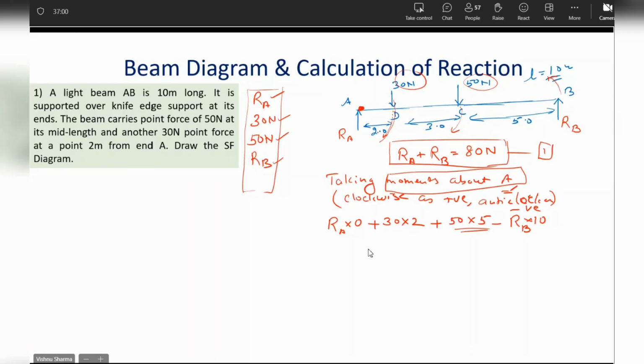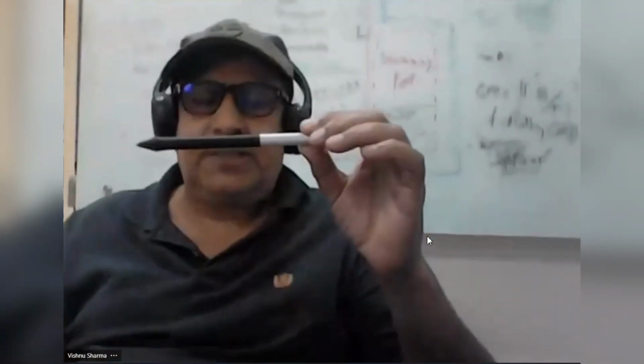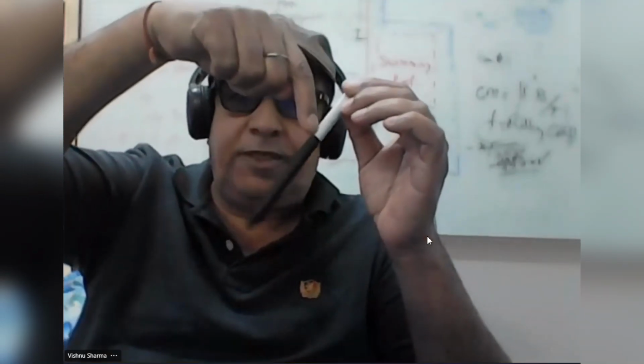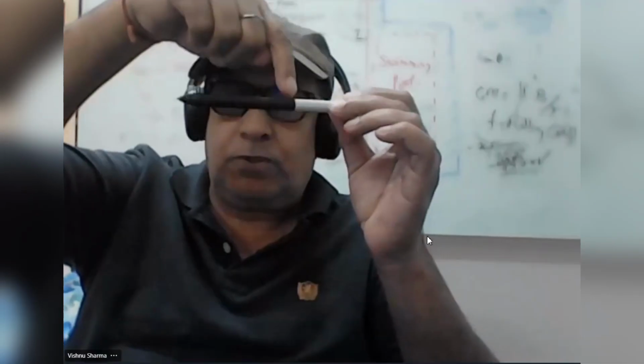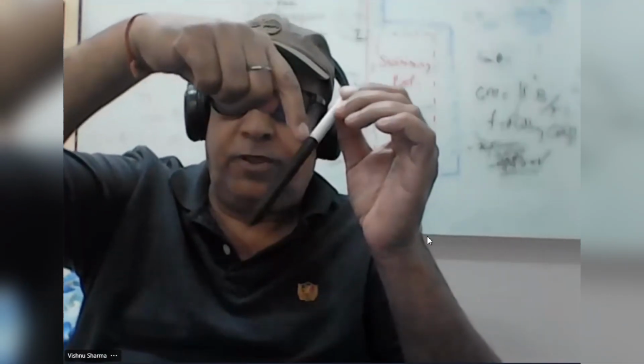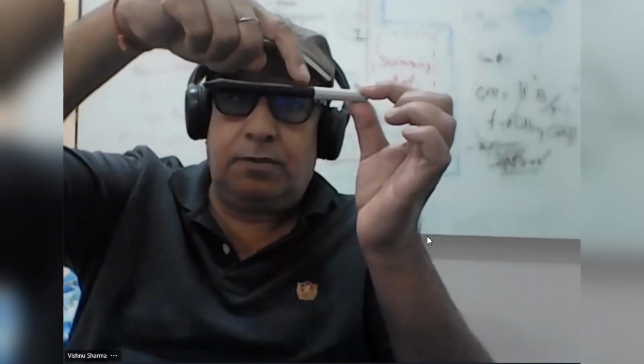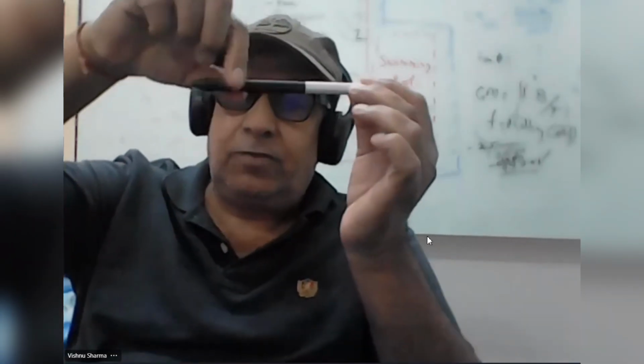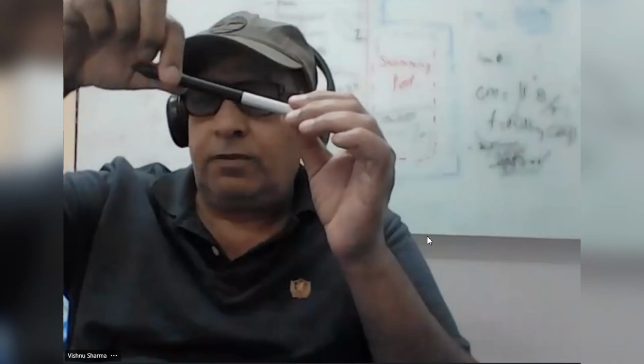If you hold your pen, let me just come on the screen, on the camera for a minute. Now, if you hold your pen like this and 30 Newton is acting like this, what is it trying to do? Is it trying to rotate the pen? Yes or no? About the support? Yes or no, beta? About the point of reference? Correct?